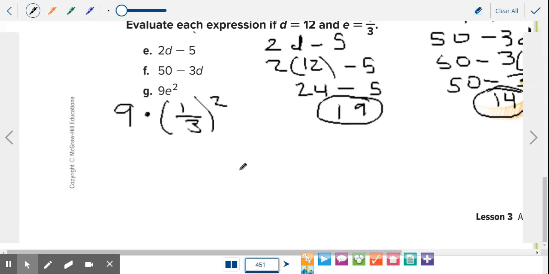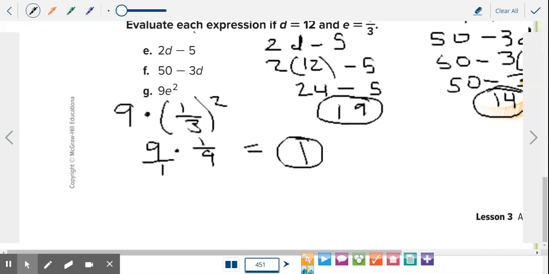You have to do the exponent because of order of operations. So we do the exponent first. That'd be 1/3 times 1/3, which is 1/9. So 9 times 1/9. And now what do we do? We have to change this to a fraction, so it's going to be 9 over 1. Then we multiply it out and you get what? 1. So 19, 14, 1.